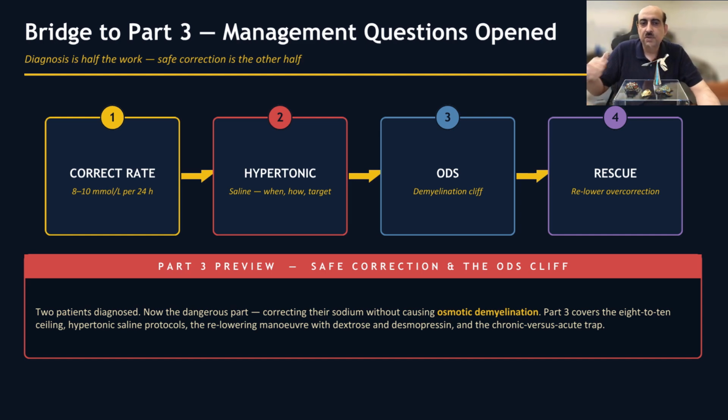Number 1, the correction rate ceiling, usually 8 to 10 millimoles maximum per 24-hour period. Number 2, when to give hypertonic saline, how to dose it, and what should be the target. Number 3, how to prevent osmotic demyelination syndrome or ODS, and the cliff that chronic hyponatremia patients usually fall off. We need to be very careful about that. And fourthly, the overcorrection rescue with dextrose and desmopressin if the sodium has been corrected too quickly.